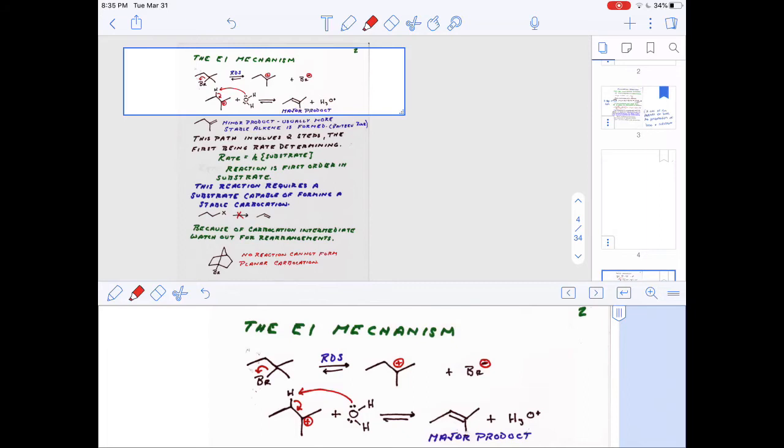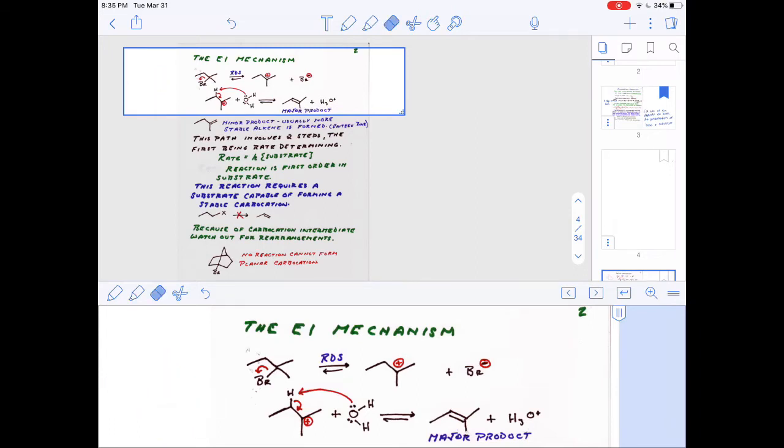Okay, so he moves on to talk about the E1 mechanism. And the first step of the E1 mechanism is very similar to the first step of an SN1 mechanism, where the leaving group just pops off on its own, leaving the carbocation behind. RDS stands for the rate determining step. So that basically means this is the slow step, which is very similar to the SN1 reaction, where the first step is your slow step, which means that it has the larger hump in the reaction coordinate diagram.